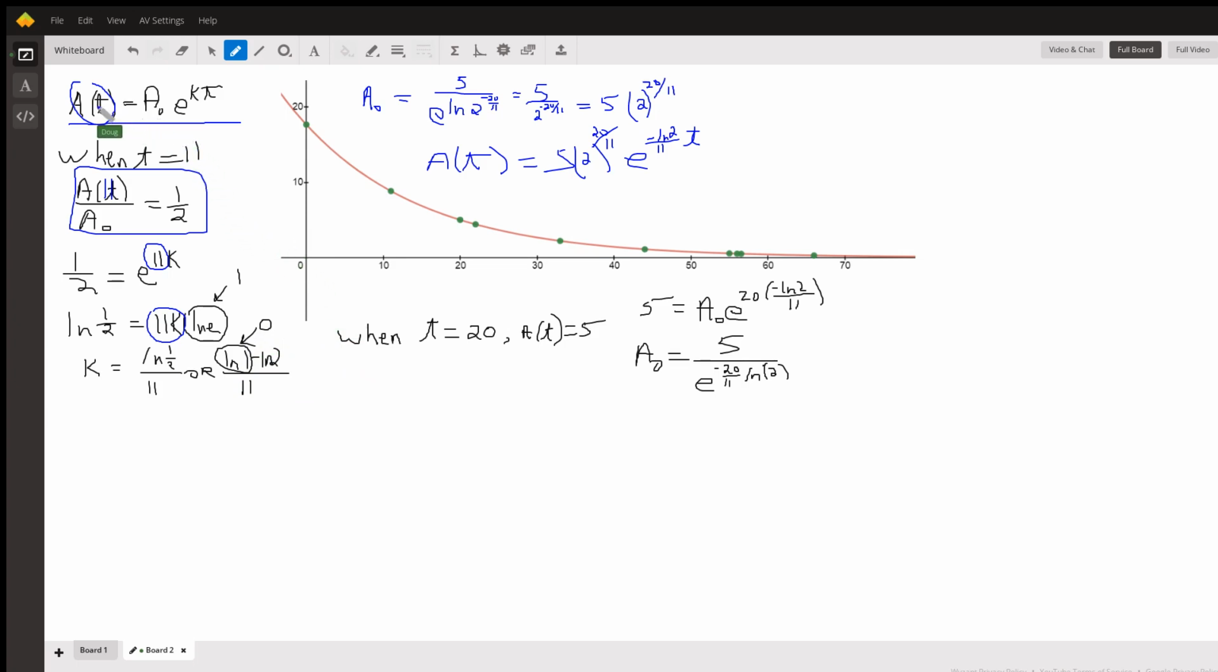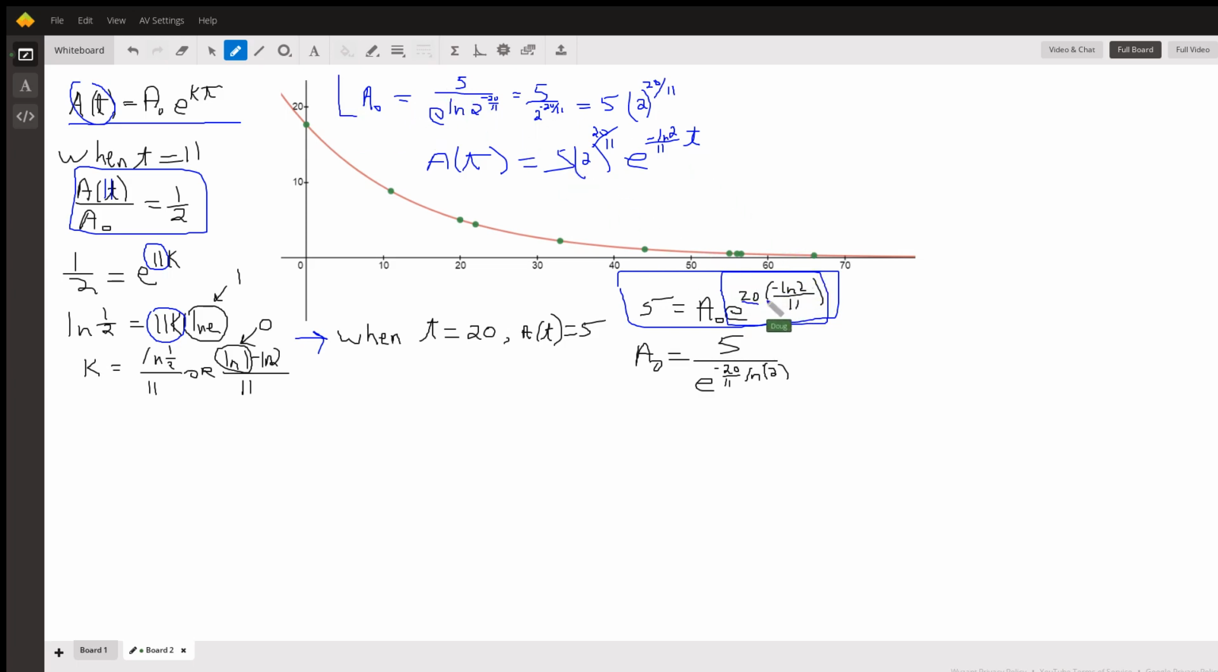So at that point, we've got a of t equals a sub 0 e to this thing right here raised to the t power. Now we're given another piece of information that says when t is 20, a of t equals 5. That allows us to set up this equation and solve for a sub 0. So a sub 0 equals 5 divided by this mess right here, where this is the 20 years, that's the t, and this is the k, minus ln of 2 divided by 11.